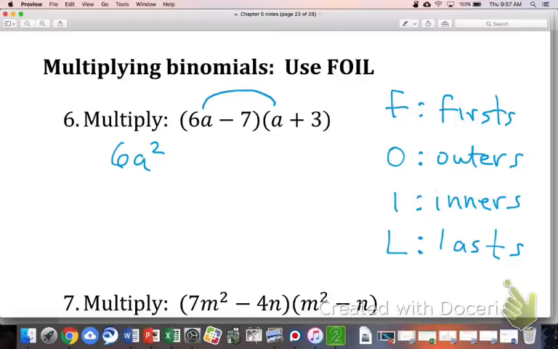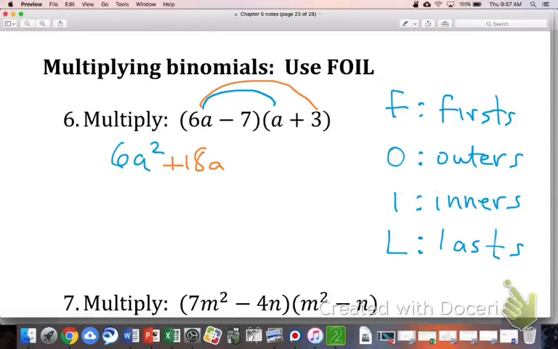Okay, and then O stands for outers. And so that would be this orange arc representing that. So O standing for outers, that would be 6a times 3. What's 6a times 3? 18a is correct. Okay, so far I've done FO. We need to add the IL part. Okay, so I need to do the inners now.